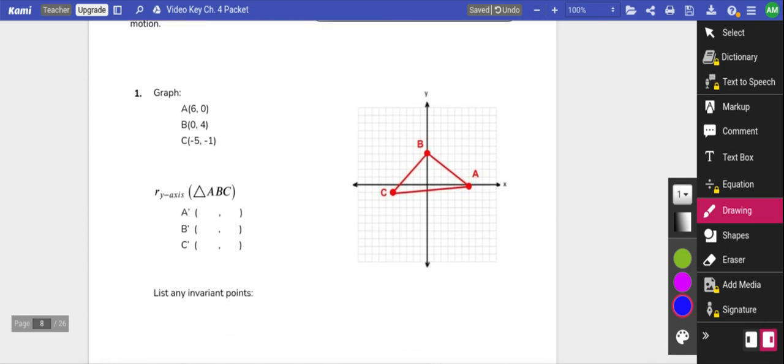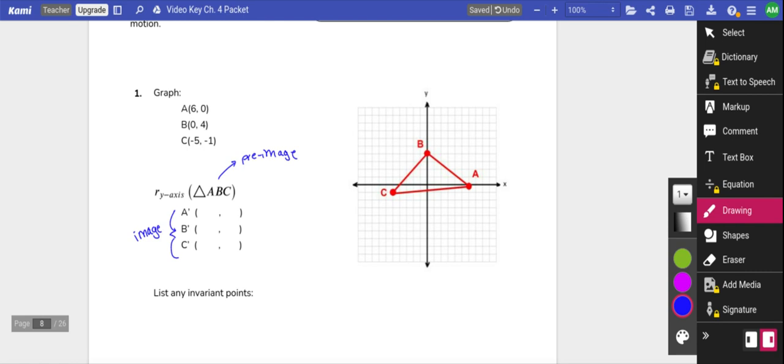So let's look at example 1. Here I have a grid. I've plotted our pre-image for us. This is our pre-image, and once it undergoes a transformation, this is going to be our image. So in this case, the notation is telling me to reflect across the y-axis.